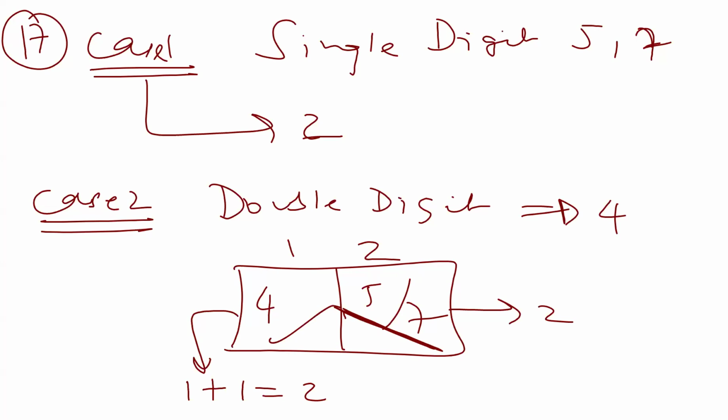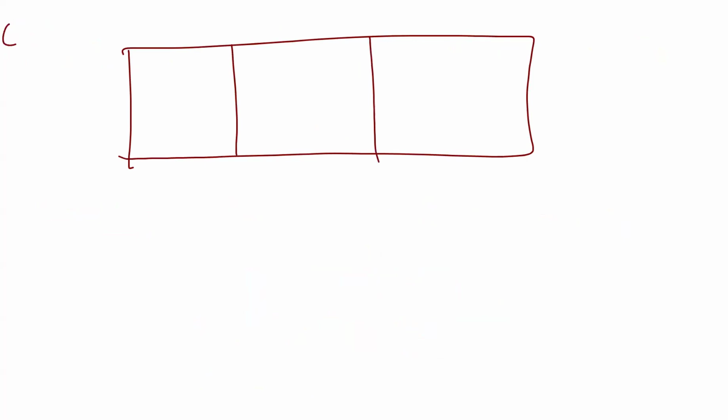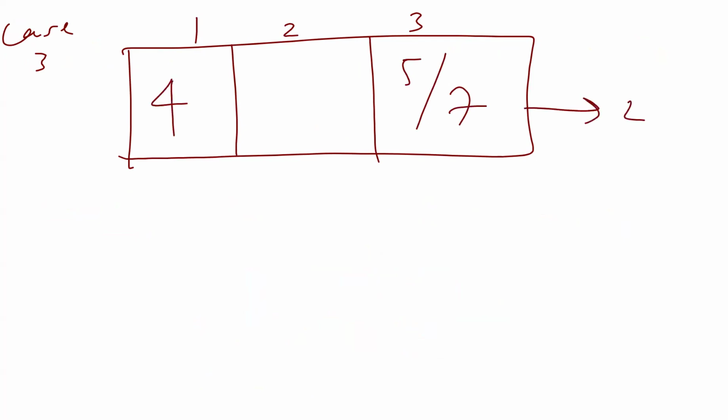So we are doing the first part first, that is without repetition. Case 3, 3-digit number. So 5 and 7 over here, 2 ways, 4 over here, one way plus one way.